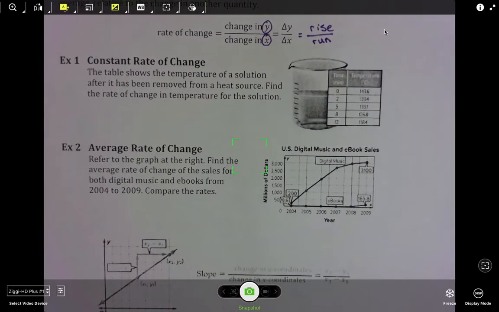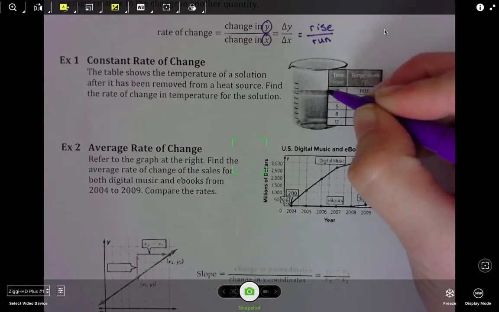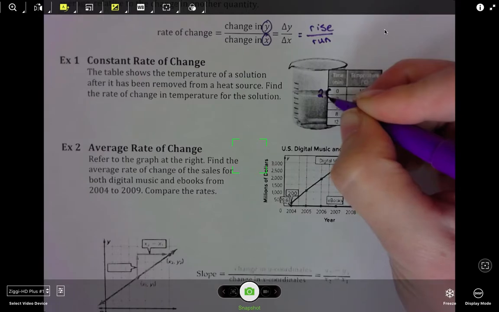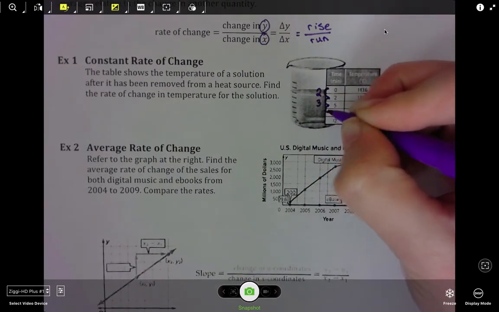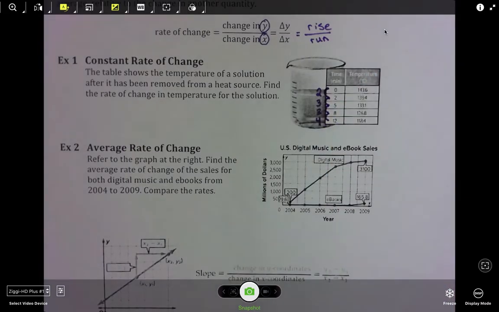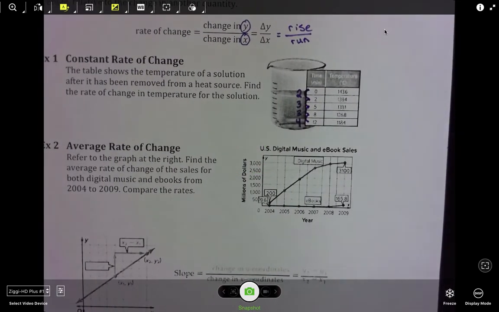So looking at the x coordinates, which is this first column here, the amount of time that changes from 0 to 2 is just 2 minutes, right? And the amount of time that changes from 2 to 5 minutes is 3. 5 to 8 minutes is a change of 3 minutes, and 8 to 12 minutes is a change of 4. Okay.